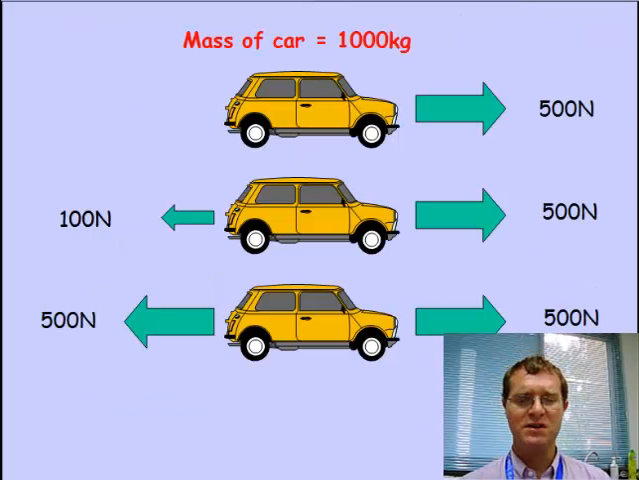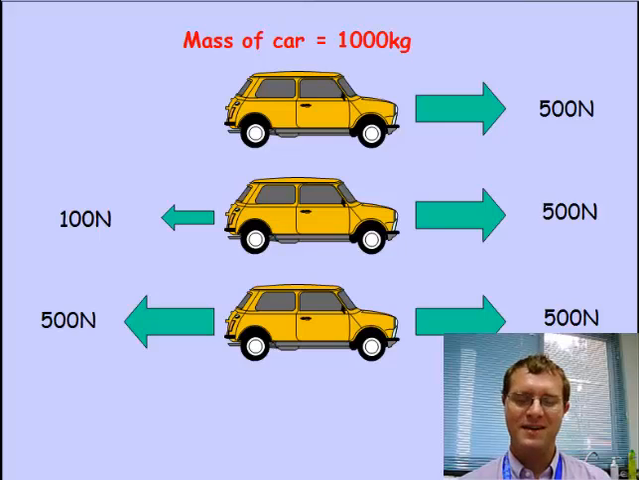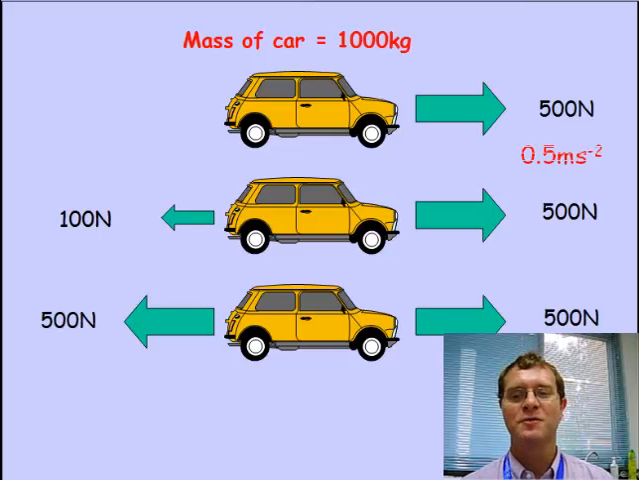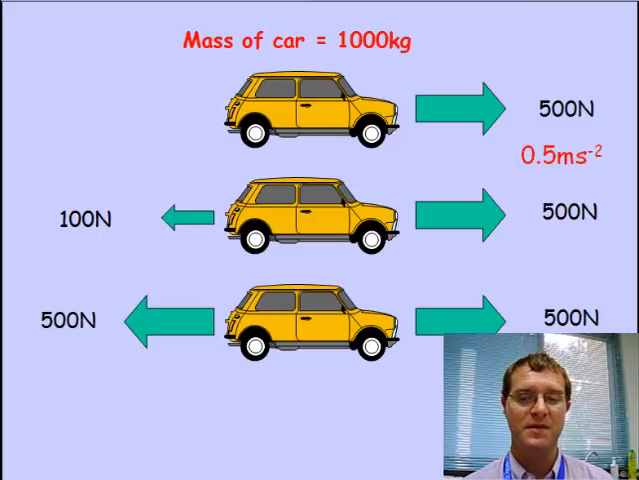So here are three quick examples. Take a moment to look at these diagrams and then calculate the acceleration. Now we'll go over the answers. First of all, we have 500 newtons acting on a 1,000 kilogram car. So if we work out force divided by mass, that is 500 divided by 1,000, which gives me an answer of 0.5 meters per second squared.